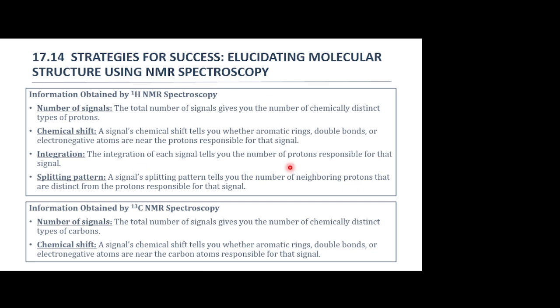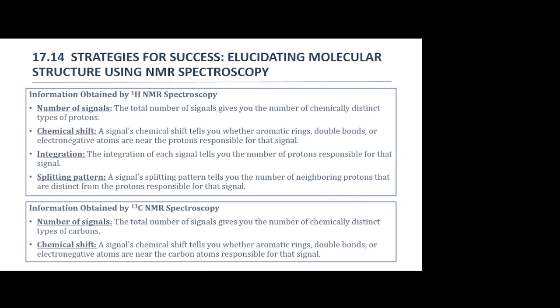Right. The splitting pattern: you will not have splitting patterns on every single spectrum. Some of them will be purposefully given as low resolution spectra, just so you can see the peaks where they are. Okay? And you can get their positions easier. But if you have splitting patterns, then that's going to tell you the number of neighboring protons that are distinct from the protons that are responsible for our chemical signal. Okay? So the ones that are different than the one you're looking at. They're nearby. So what do we get from C13 NMR?